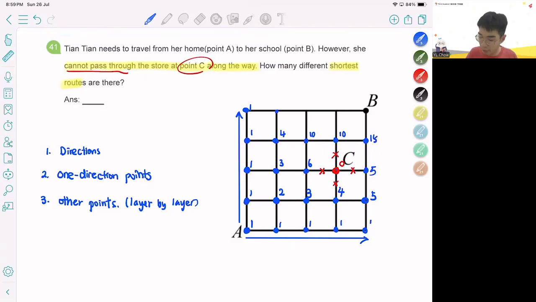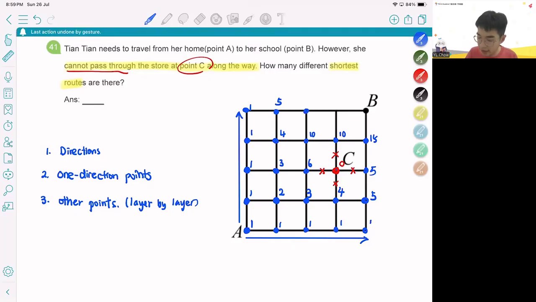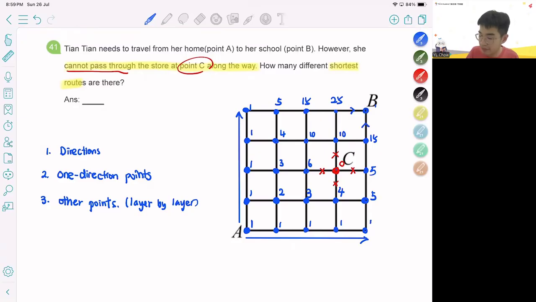Now let's go another level up. We are almost there. 1 plus 4 is 5. This point, 5 plus 10, 15. This point, 15 plus 10, 25. And finally, point B, 25 plus 15, 40. So in total, there are 40 shortest paths.